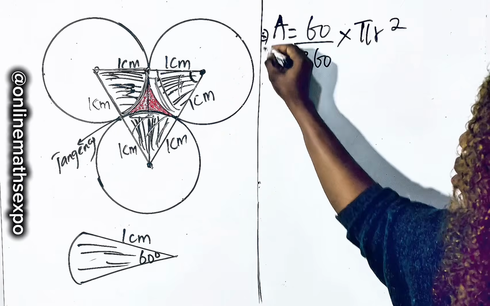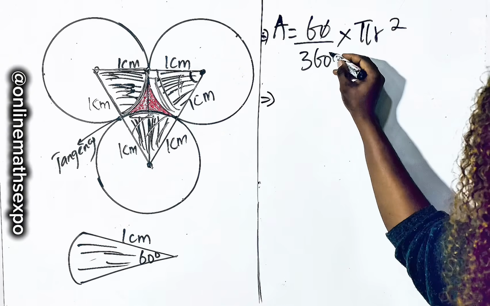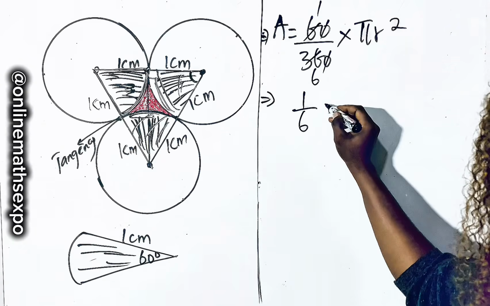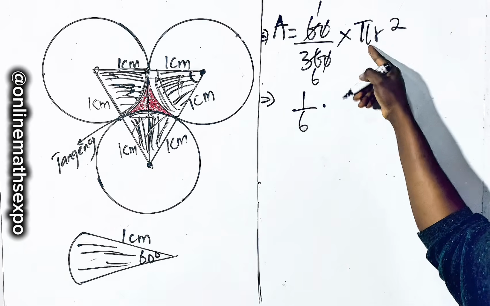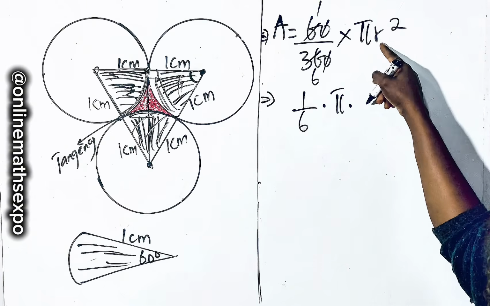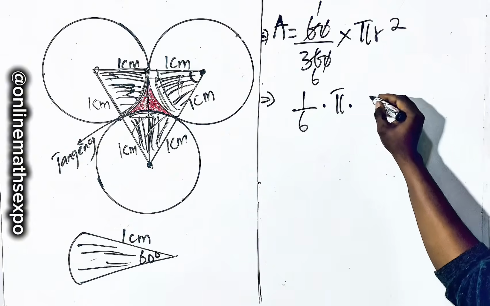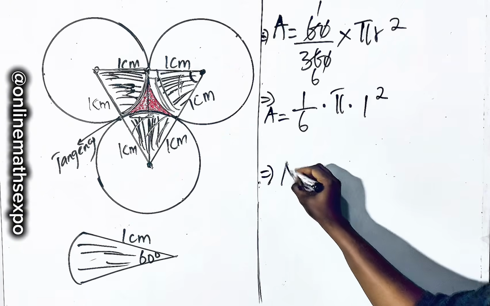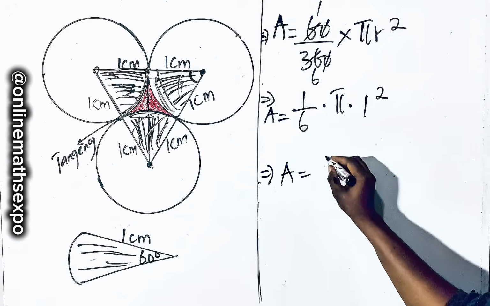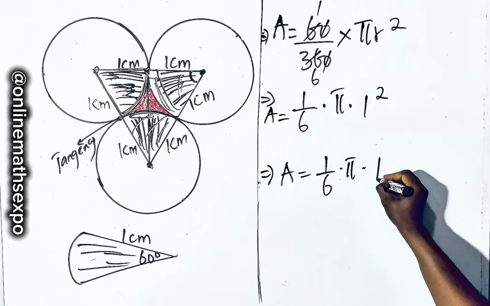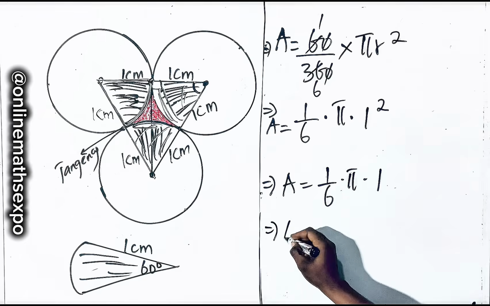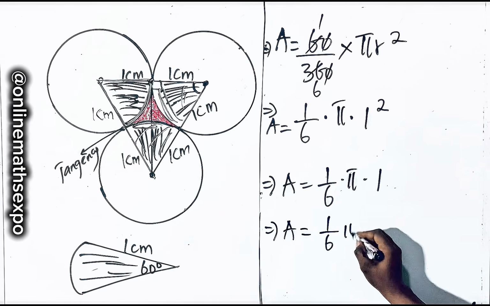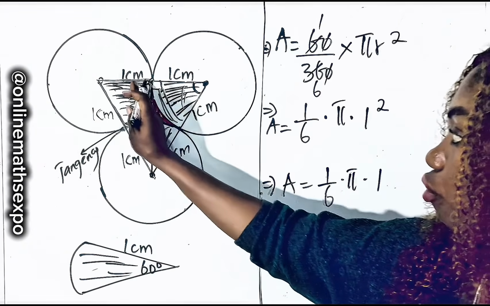So what do you do now? Simplify this. 6 here is 1, 6 here is 6. So we have 1/6 multiplied by pi, then multiplied by our radius, which is 1, so we have 1 squared. And 1 squared gives us 1. So if you multiply this, the area is 1/6 pi. Now this is the area of one sector.